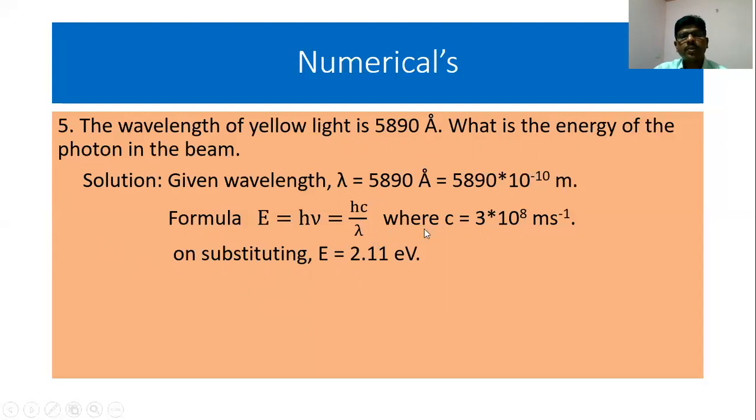C over here is the velocity of light, which is 3 × 10^8 meter per second. The reason is photons travel with the velocity of light. So on substitution, you will get the value of energy E is equal to 2.11 electron volts.